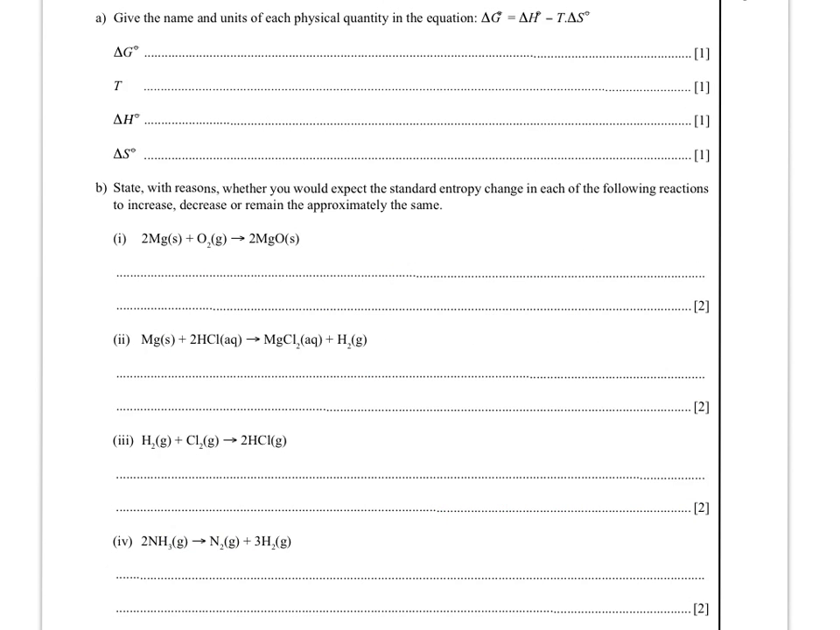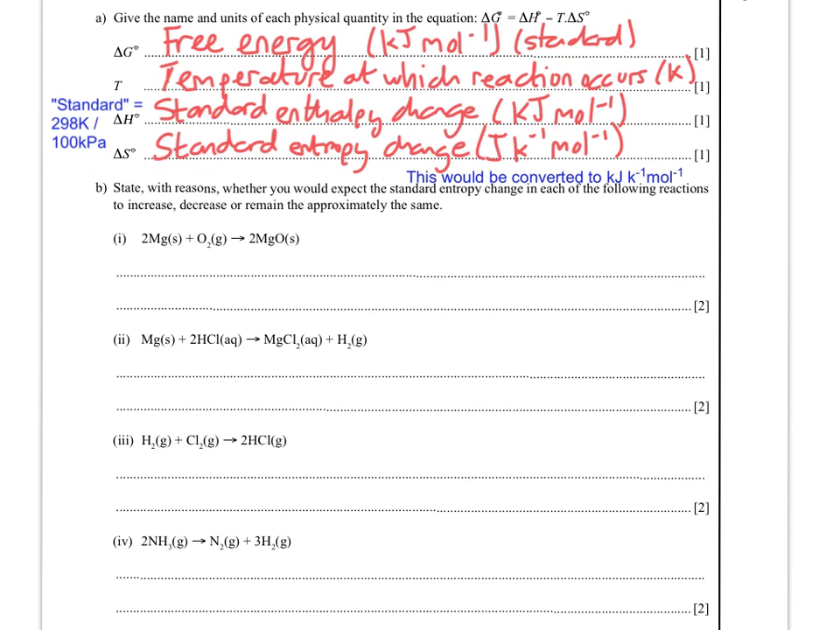So before we go any further, why don't you grab a piece of paper and see if you can do these simple questions on entropy theory. So the first one, delta G, will be called the standard free energy. The second one is the temperature at which the reaction occurs. The third is the standard enthalpy change, and the fourth is the standard entropy change. Please make a note of the units. I'll put joules per Kelvin to the -1 per mole to the -1, but I put a footnote underneath saying that it would be converted to kilojoules per Kelvin per mole. And when I say standard, that means 298 K and 100 kilopascals.